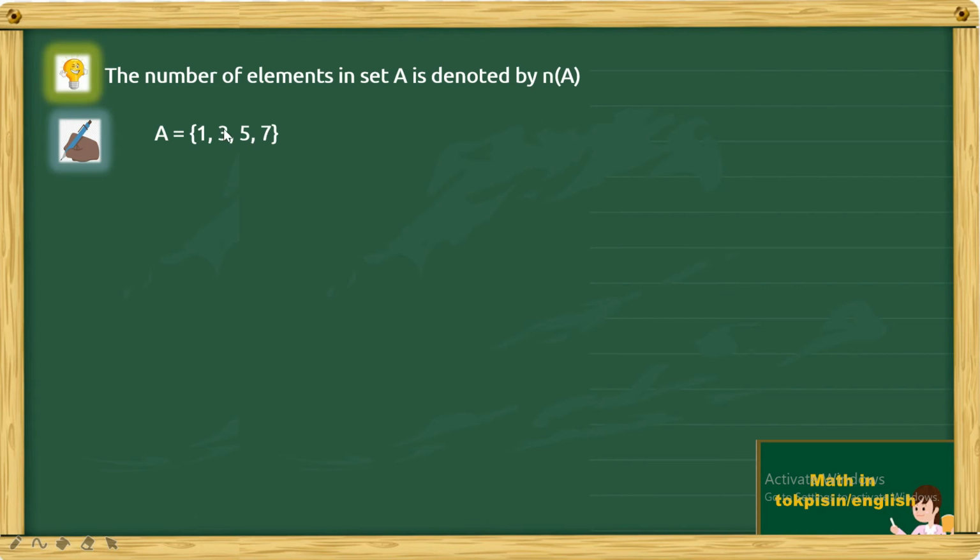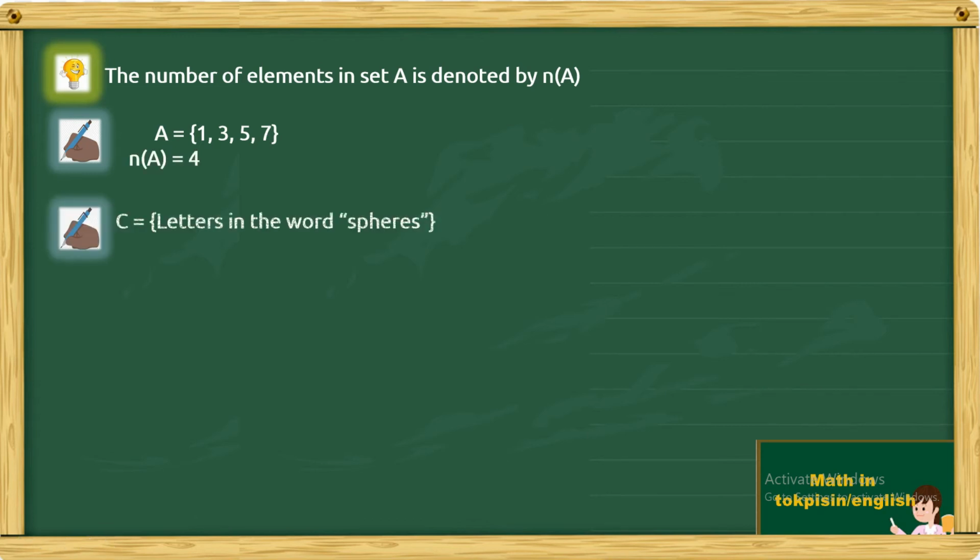One example: A is equal to the set {1, 3, 5, 7}. To find the number of elements inside set A, you count all the elements inside set A. You get 1, 3, 5, 7. So the number of elements in set A, n(A), is equal to 4.